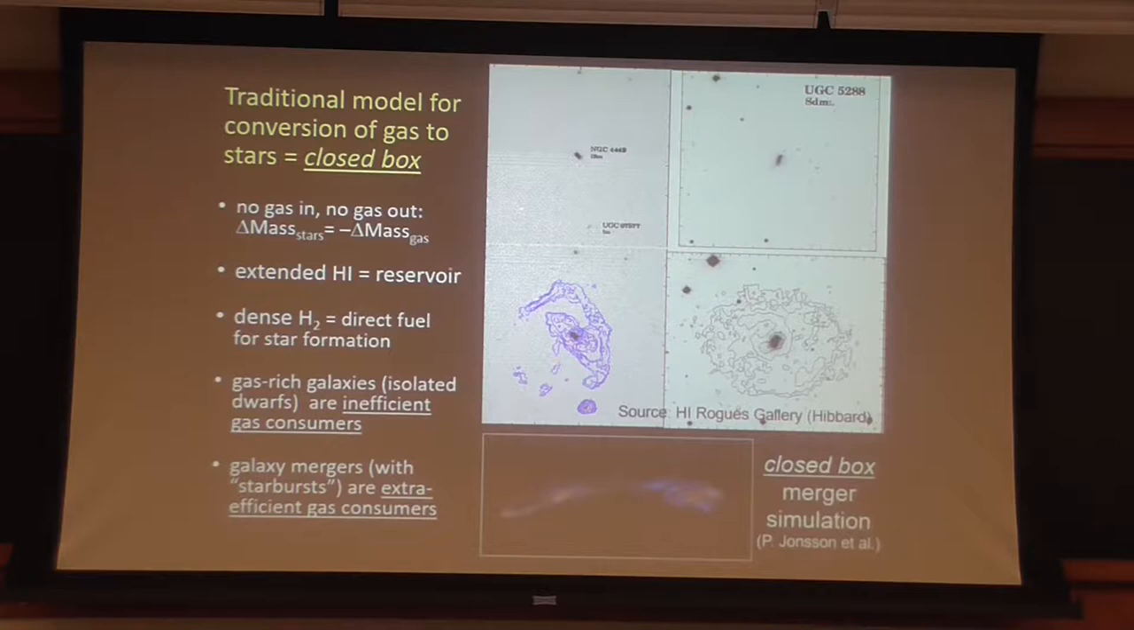In this picture, galaxy mergers are mergers of two closed boxes. So two closed boxes come together, they're going to consume the gas in that collision, and they're in fact extra efficient consumers. Let's see if I can play this for you.